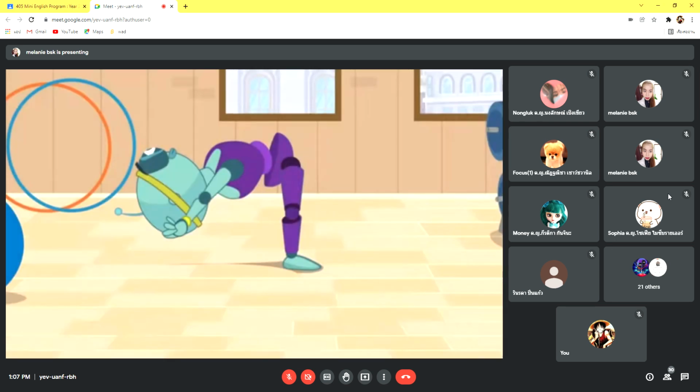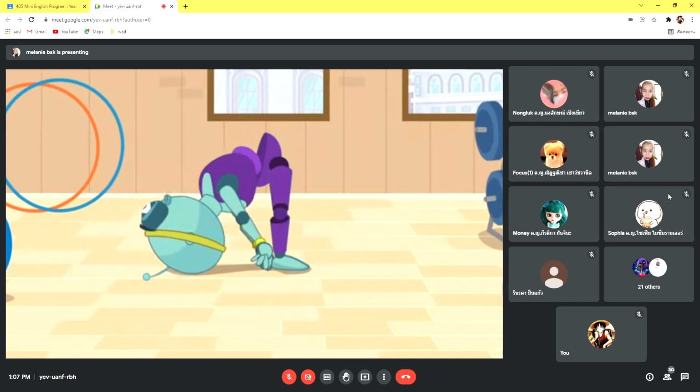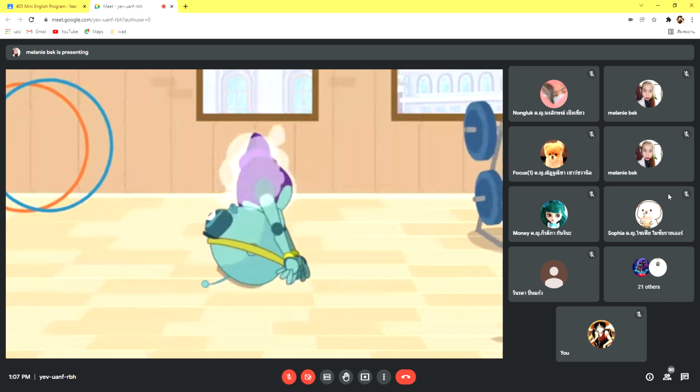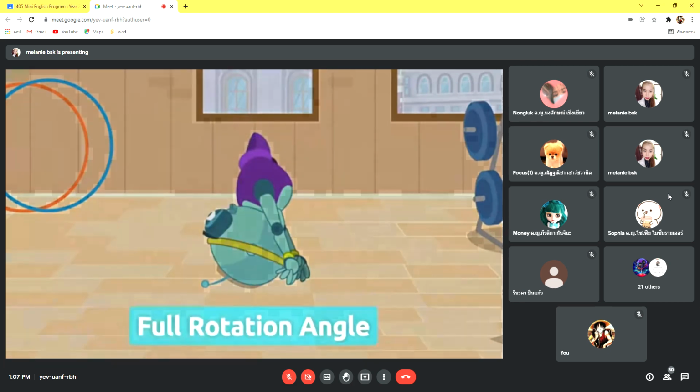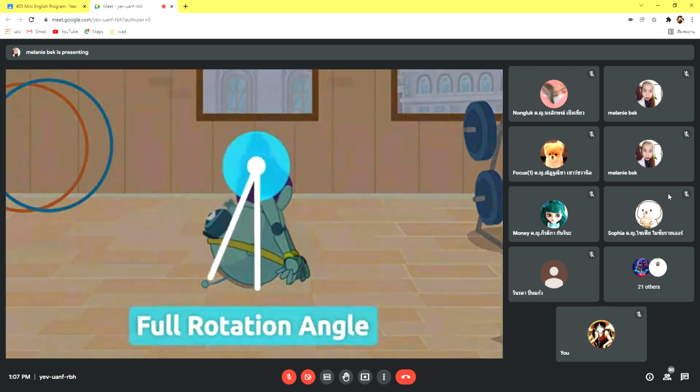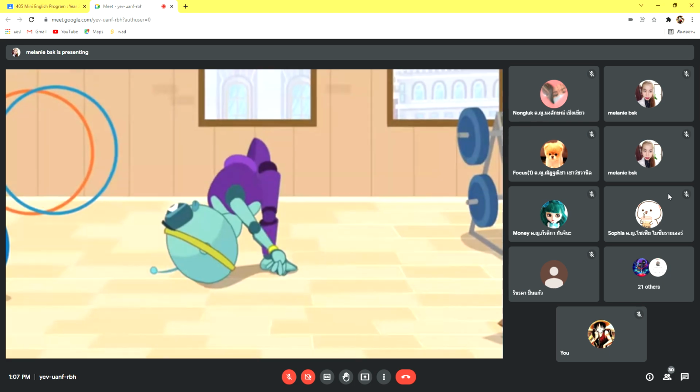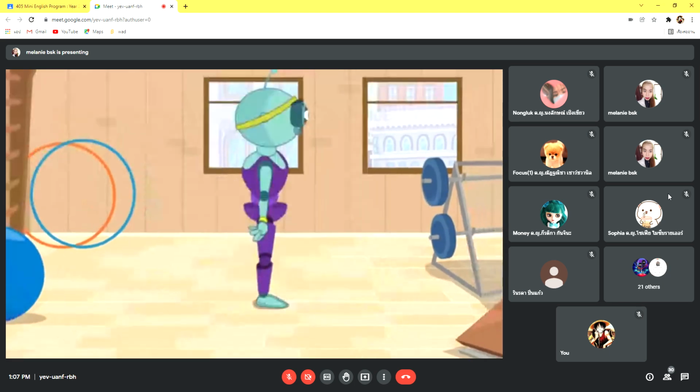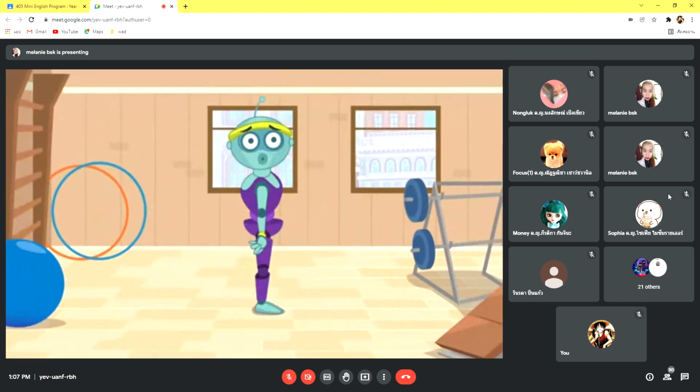See how good I am at this pose? Look, I could stretch even more. Ouch! I think I overdid it a little. Well, that's a full rotation angle. These angles measure 360 degrees. I think that's the last time I'm trying this pose. It hurts!